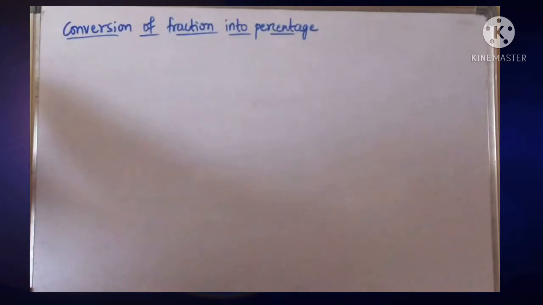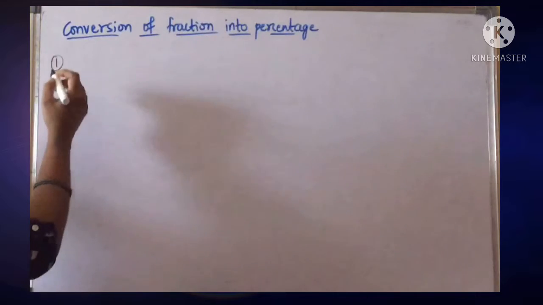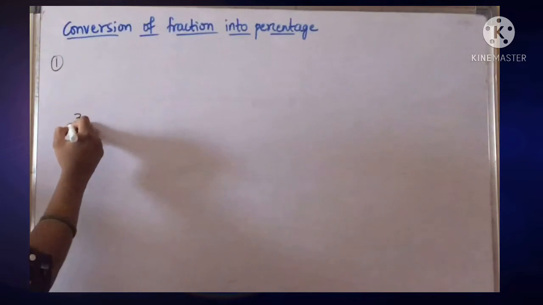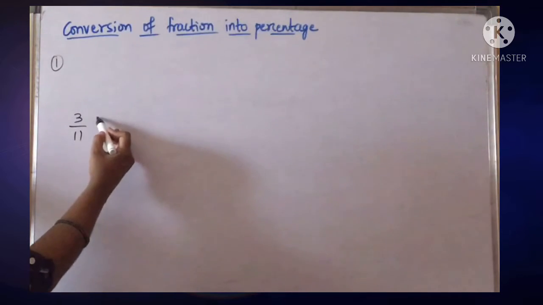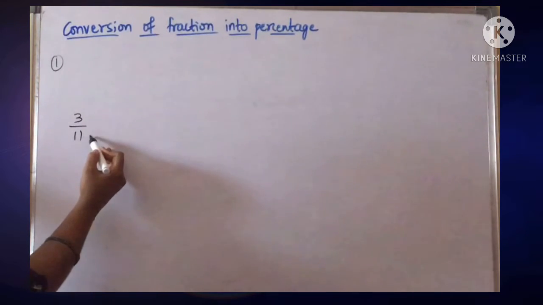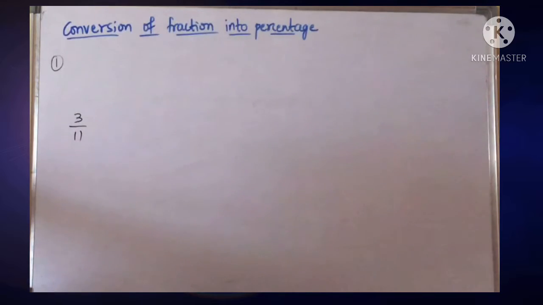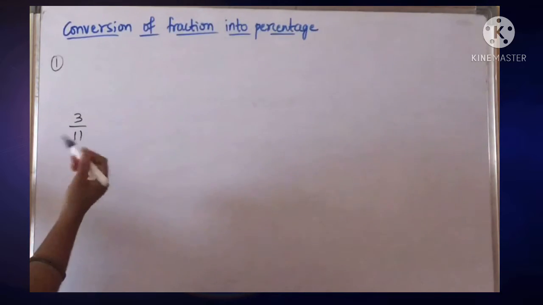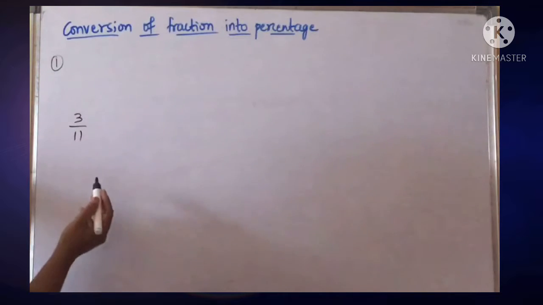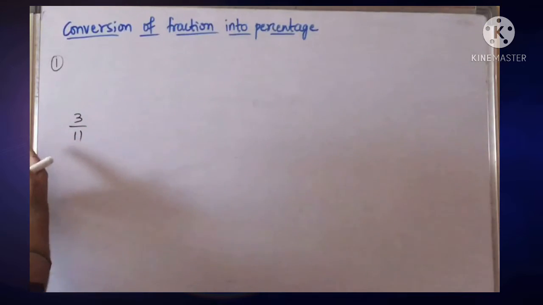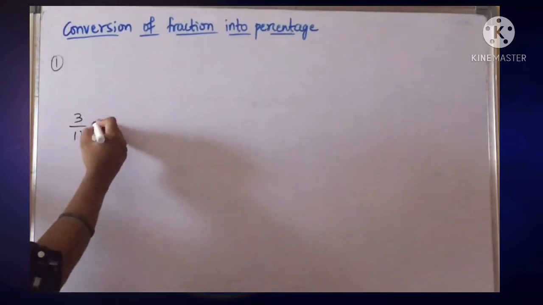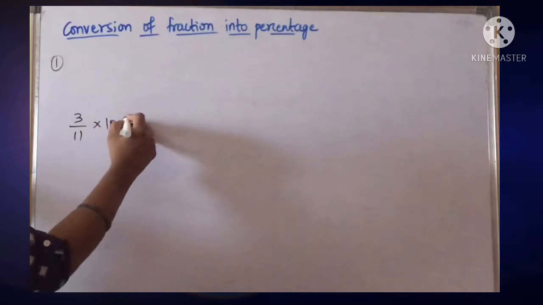So a fraction can be converted into a percentage as follows. First example, suppose it is 3 by 11. 3 by 11 is a fraction. So multiply the numerator and the denominator of a fractional number by 100, or express the resulting fraction as a product of a number and the fraction 1 by 100. See here, 3 by 11 is a fraction. So you multiply this fraction with 100%.